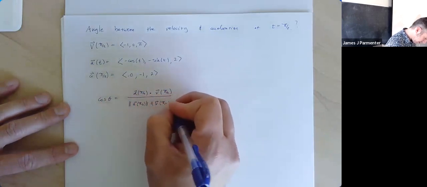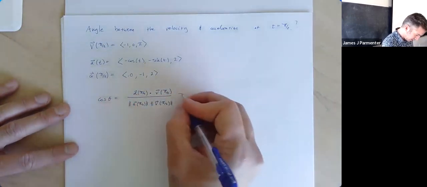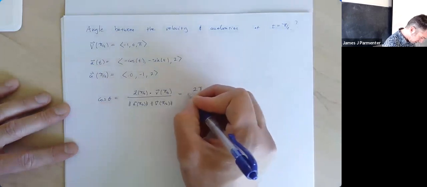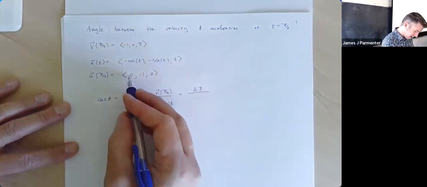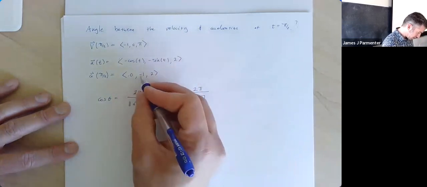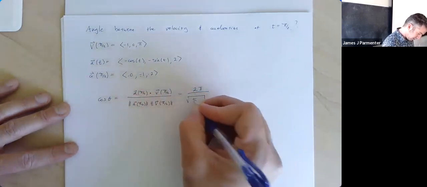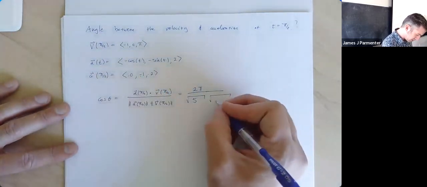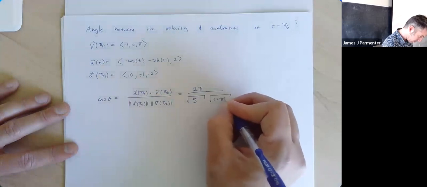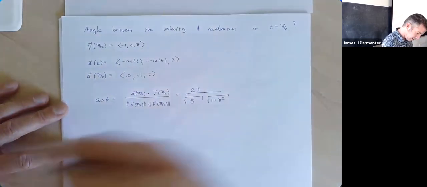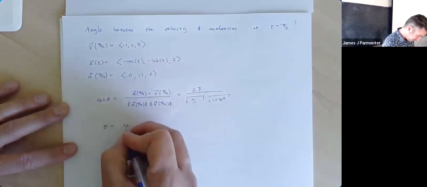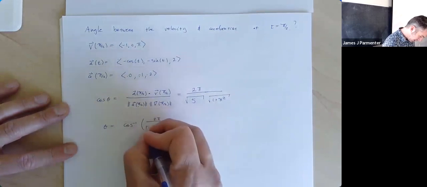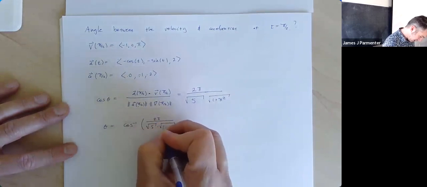It's messy to write. Okay, so we just said that a dot v was going to be 0 plus 0 plus 2 pi. And the magnitude of a is the square root of 0 squared plus 1 squared plus 2 squared, square root of 5. And the magnitude of v is the square root of -1 squared plus 0 squared plus pi squared, so 1 plus pi squared. And then we would end up getting theta equal to the inverse cosine of 2 pi divided by the square root of 5 times the square root of 1 plus pi squared.